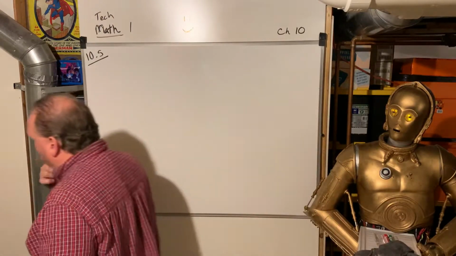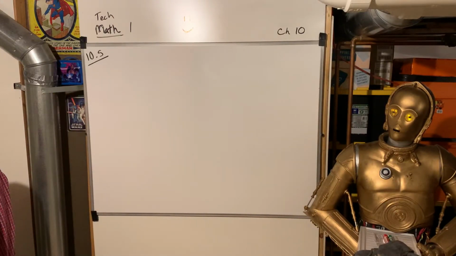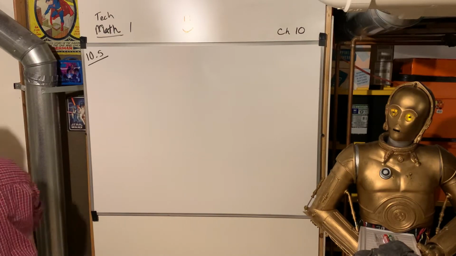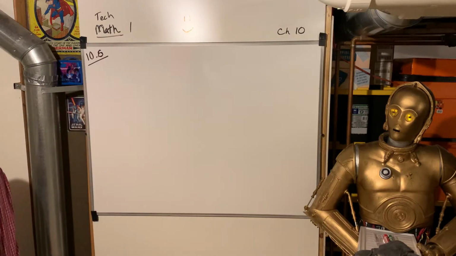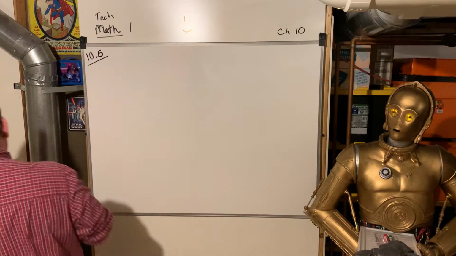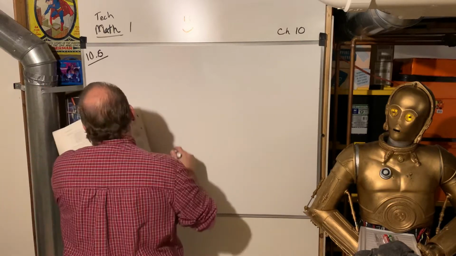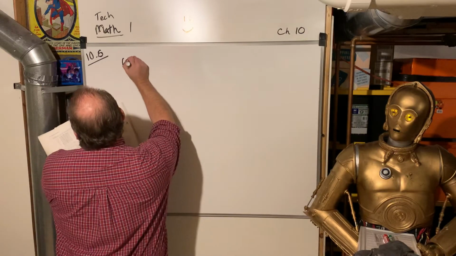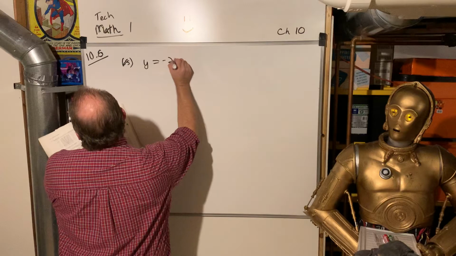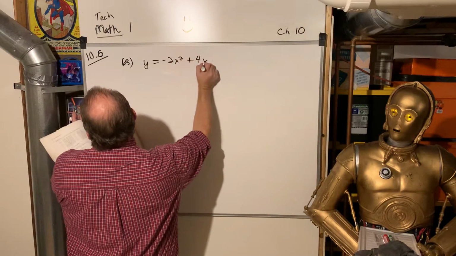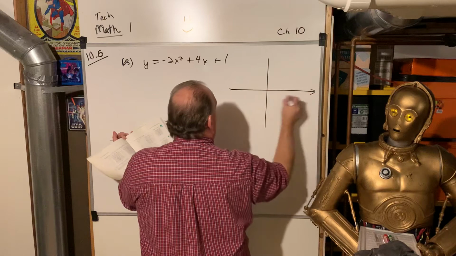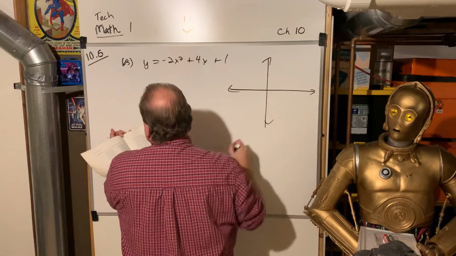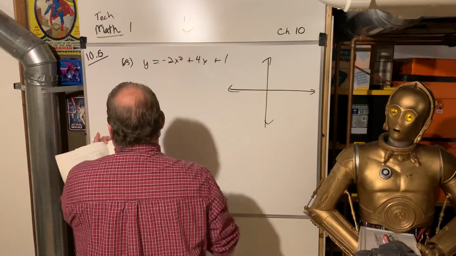All right, on to 10.6. They want us to do graphs of parabolas. And so I think we're going to use our graphing calculator. -2x squared plus 1. Do that one. And now for number 65, that's on page 445 in the blue book.